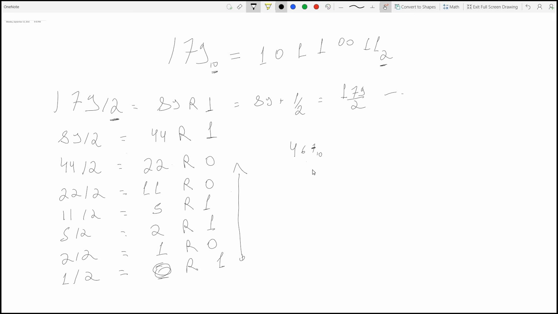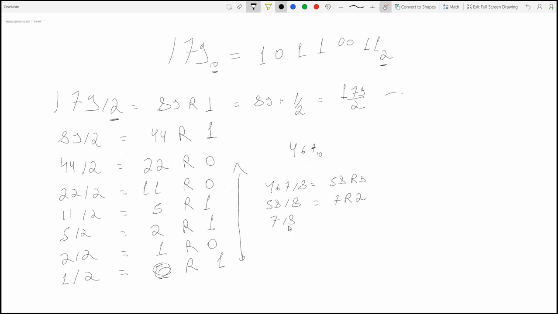Let's do another quick example. Let's convert 467 in base 10 into base 8. I'm gonna follow the same logic. So 467 divided by 8 is equal to 58 with the remainder of 3. Now 58 divided by 8 is equal to 7 with a remainder of 2.